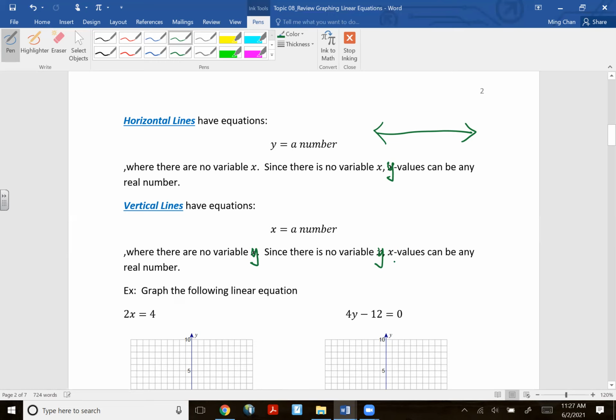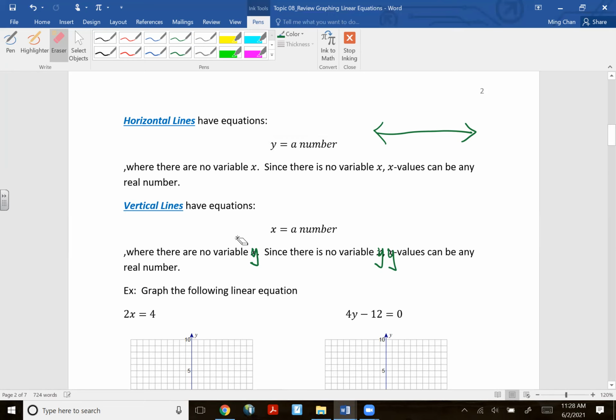Yeah. Ooh, no variable y. So there's no variable. All the y value can be whatever you want. Ooh, I did it right. That is x. So all the x value can be real numbers, not the y value. The y value is going to be locked in at that number. So horizontal line, no variable x, then all the x value can be whatever you want.